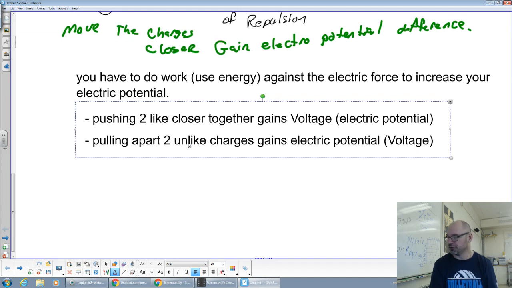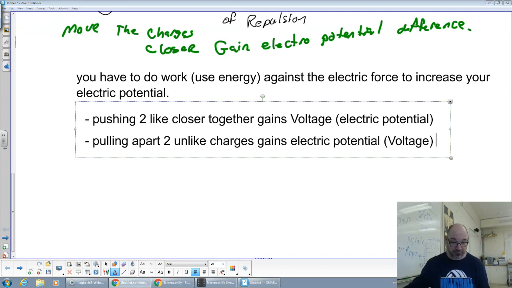And so you can interchange voltage and electric potential as much as you want. Some physics teachers want you just to use electric potential because that's the technical term, but you can use voltage, and I'll know what you're talking about, and I'm fine with that, as most electricians do that.